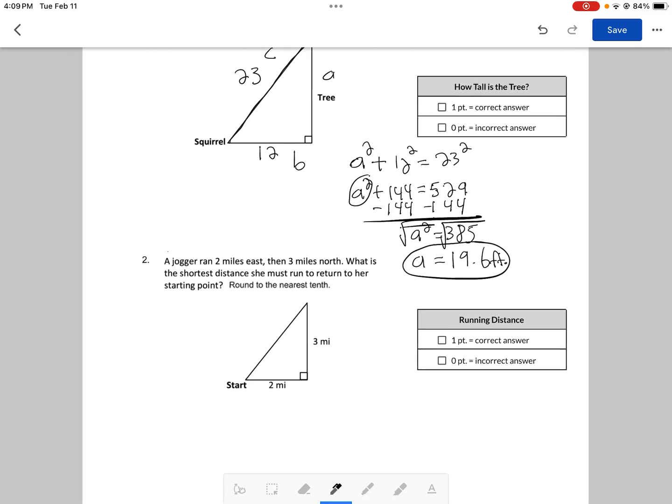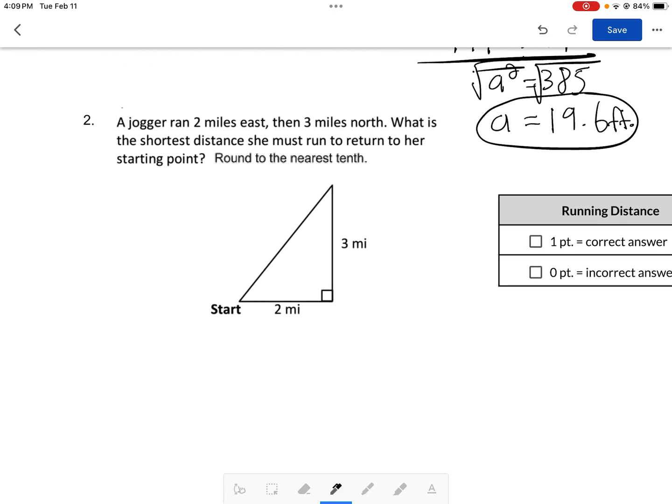Okay. Looking at number 2, a jogger ran 2 miles east, then 3 miles north. What is the shortest distance she must run to return to her starting point? Okay, again, A squared plus B squared equals C squared. This is my A, B, my hypotenuse is C. 2 squared plus 3 squared equals C squared. 2 squared is 4. 3 squared is 9, equal to C squared.